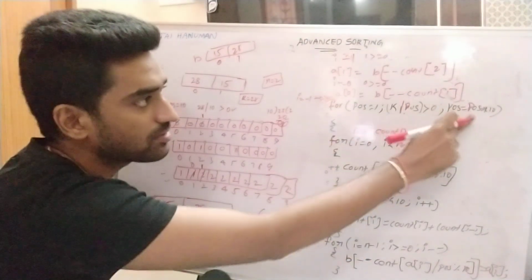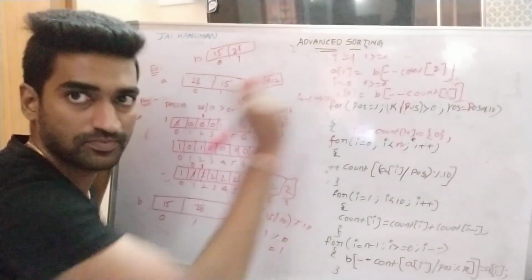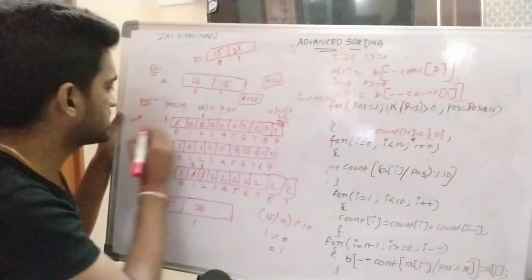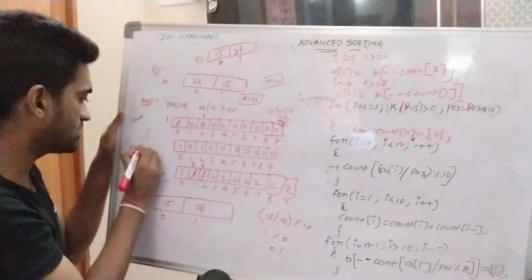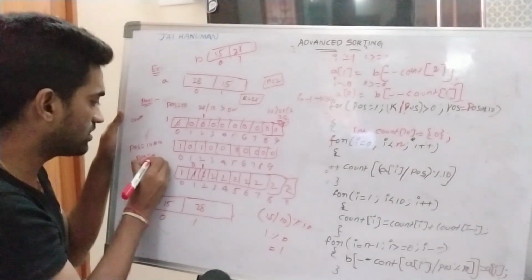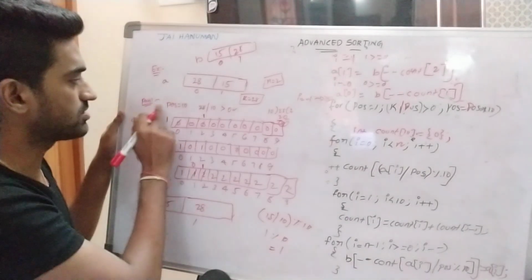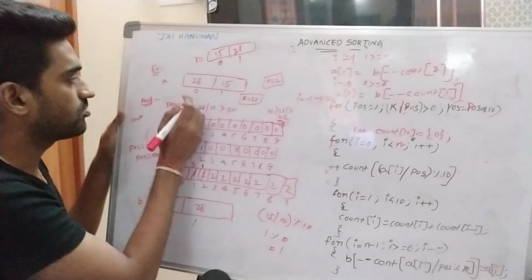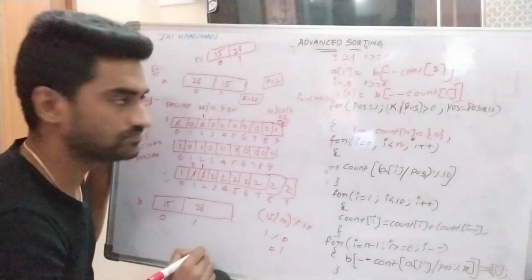So after completion of the entire process, position is multiplied by 10. So what is the previous position? Position is equal to 10 into 10, that is 100. So position is equal to 100. So again we are starting the process. Pass 3, so position is equal to 100.